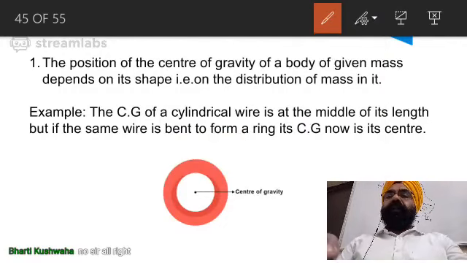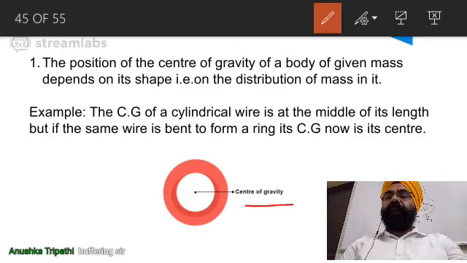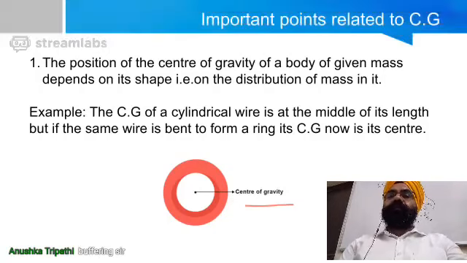The center of gravity of a cylindrical wire is at the middle of its length. We just saw it's at the middle of its length. But if the same wire is bent to form a ring, then its center of gravity now is its center, marked over here. Got it? We go to the next slide.